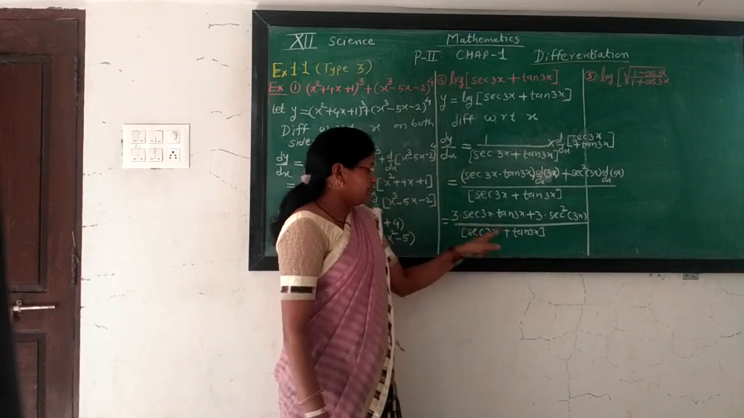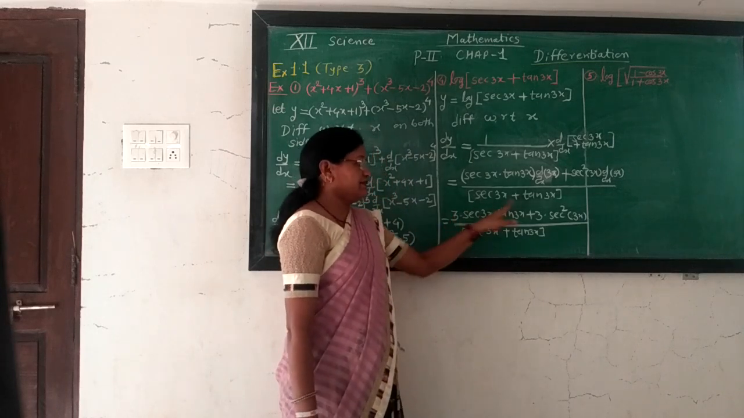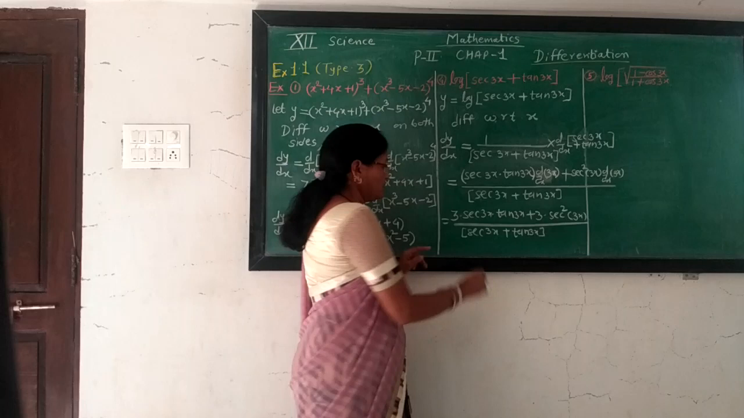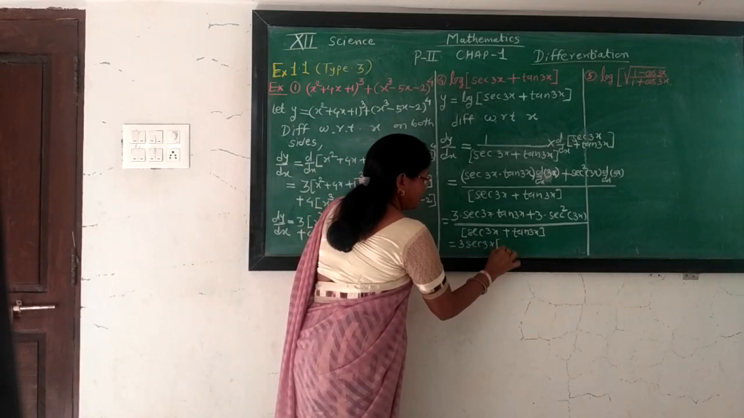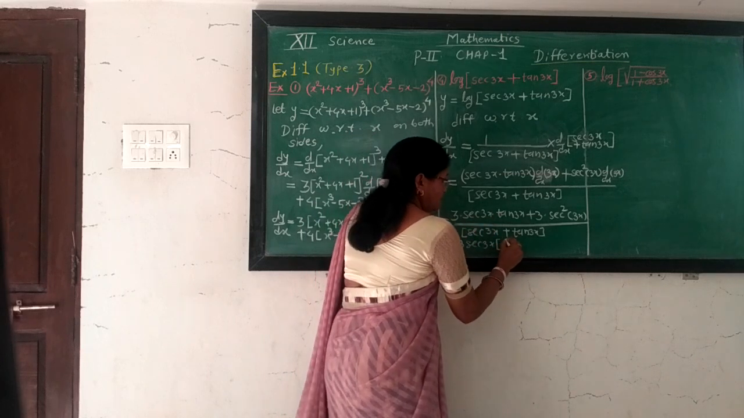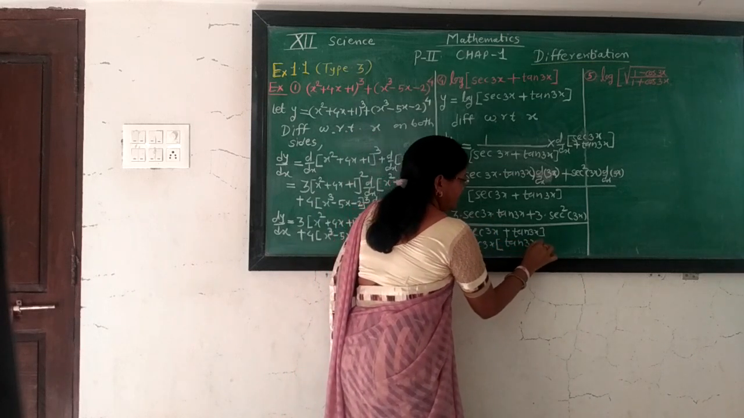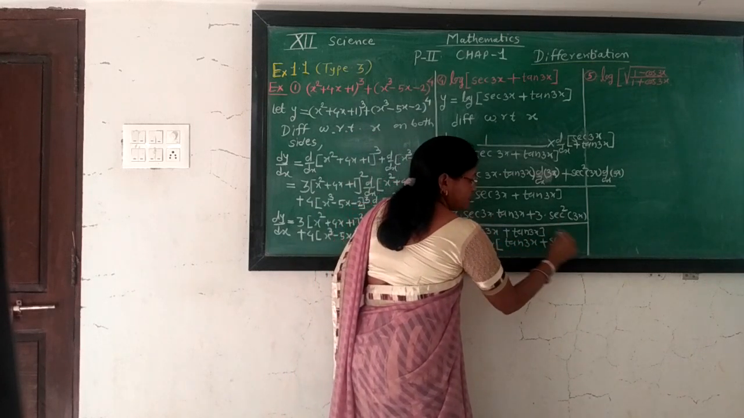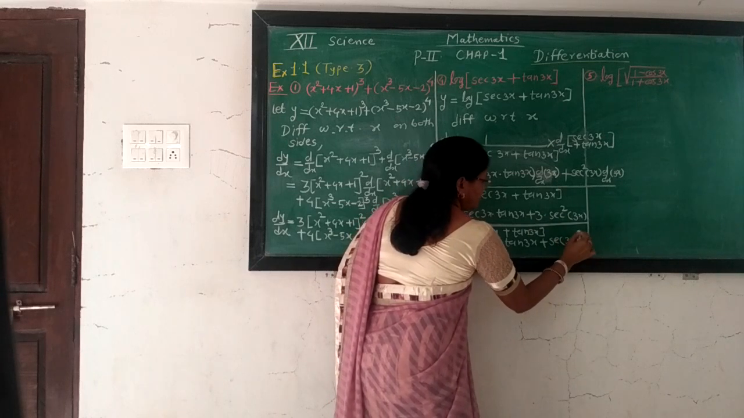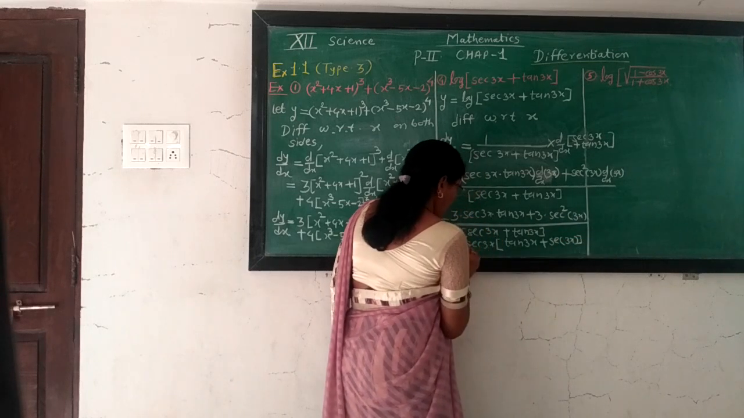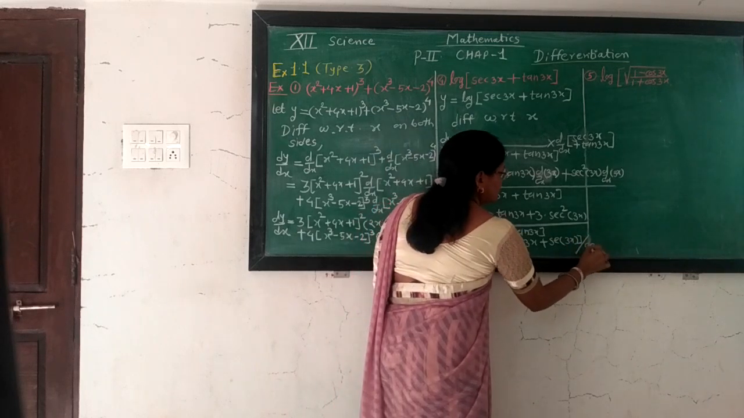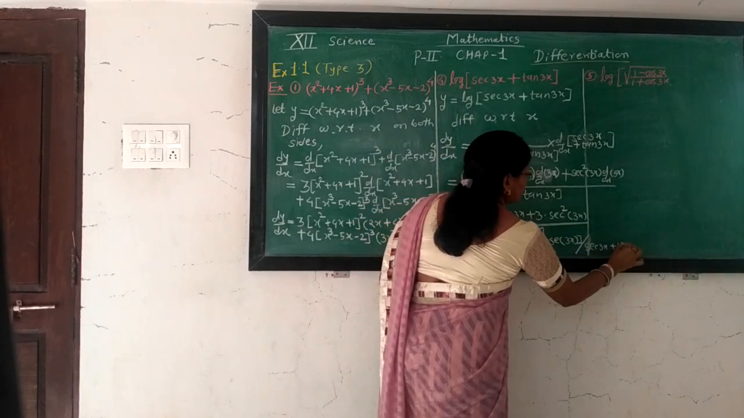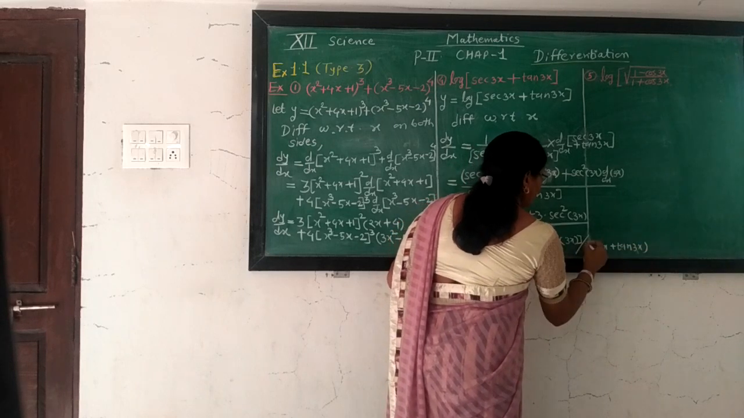Now from the numerator we can take the 3 times sec 3x term as a common factor. So that becomes 3 times sec 3x, and in the bracket we have tan 3x, and one of the sec remains here, sec 3x. The whole bracket is divided by sec 3x plus tan 3x.